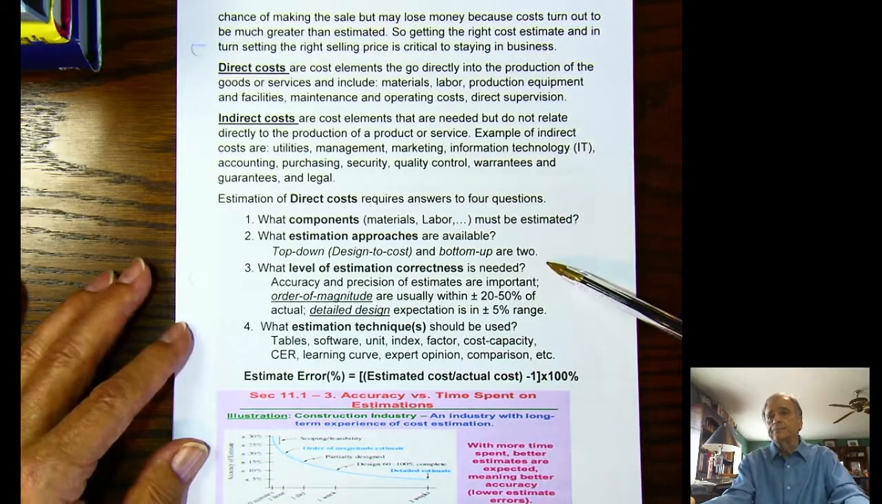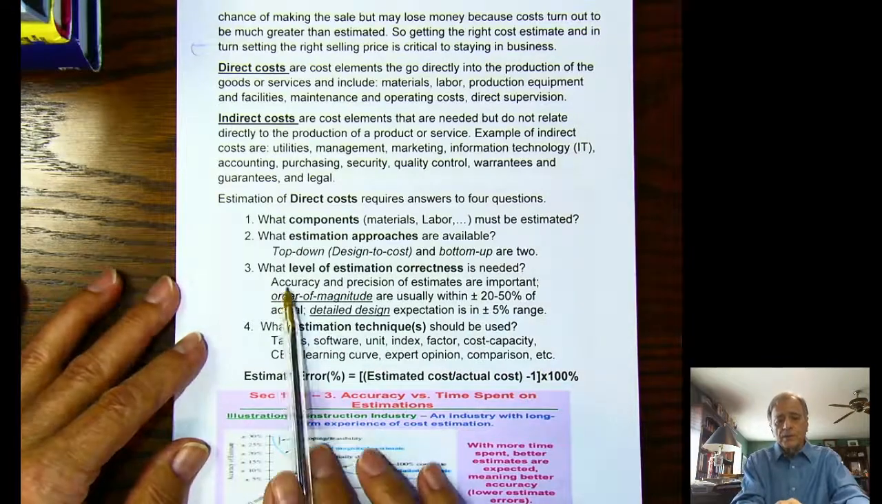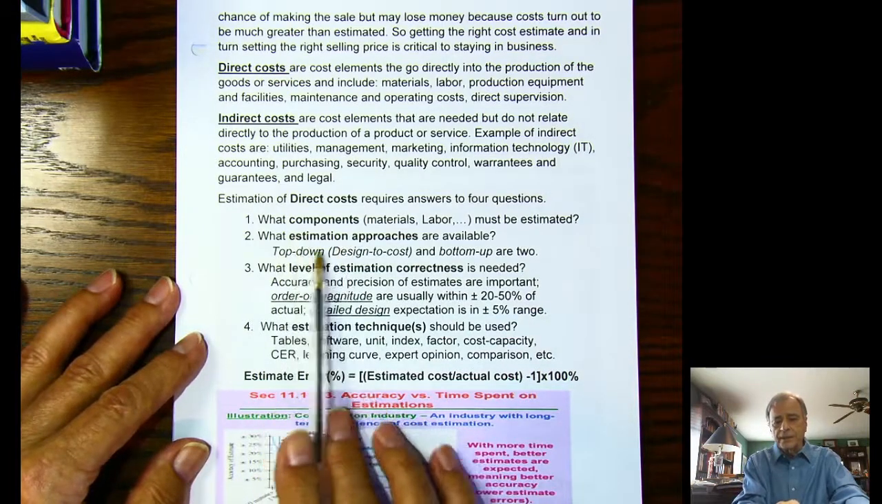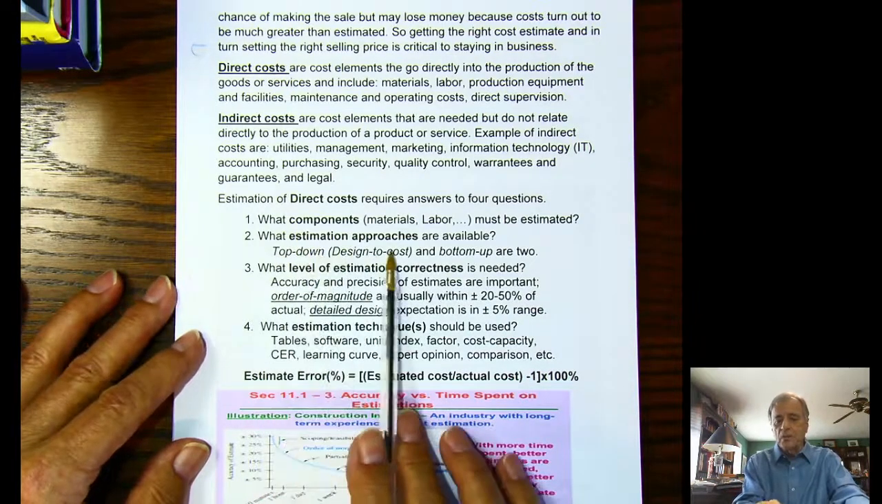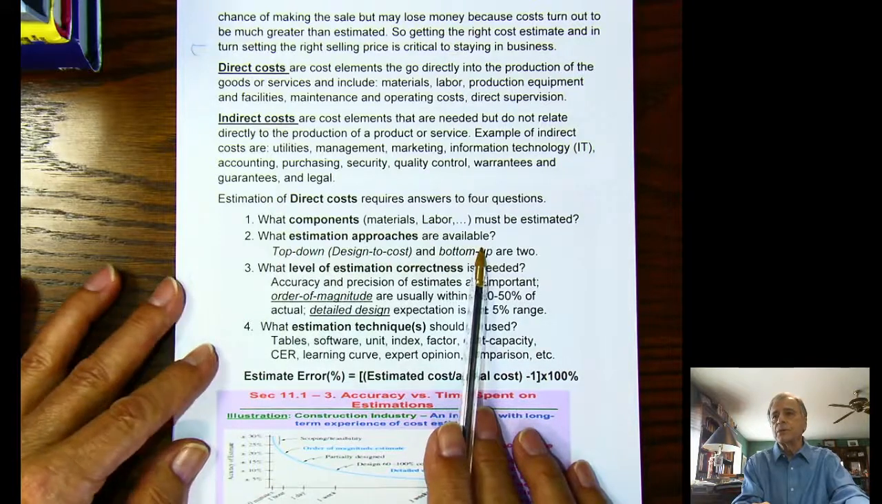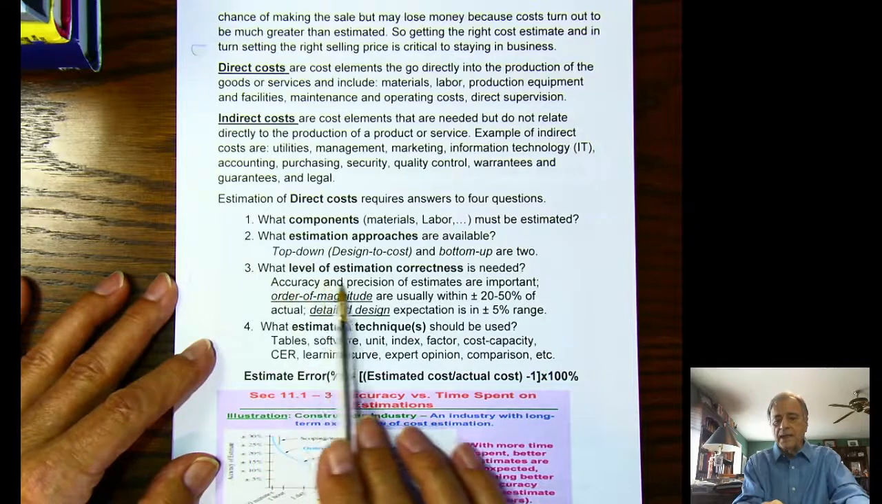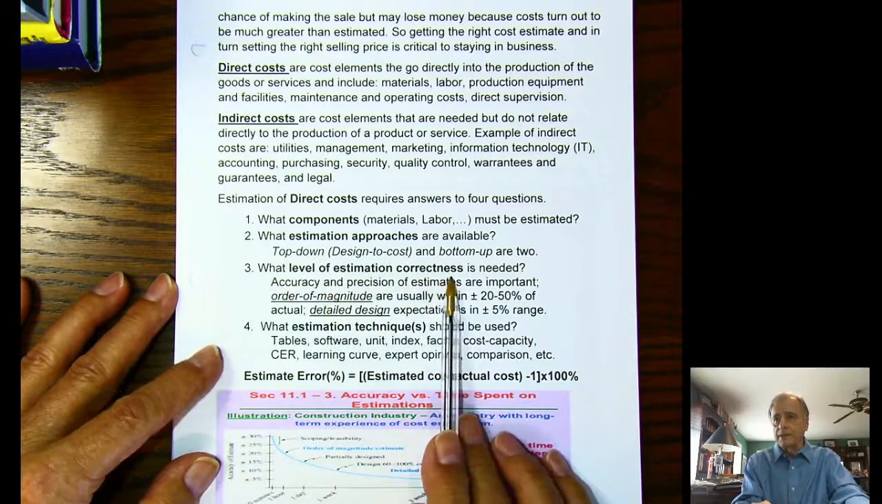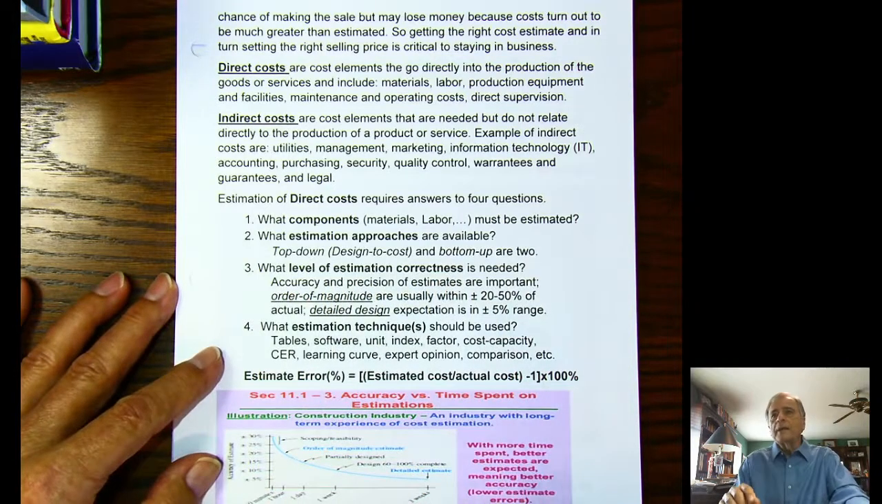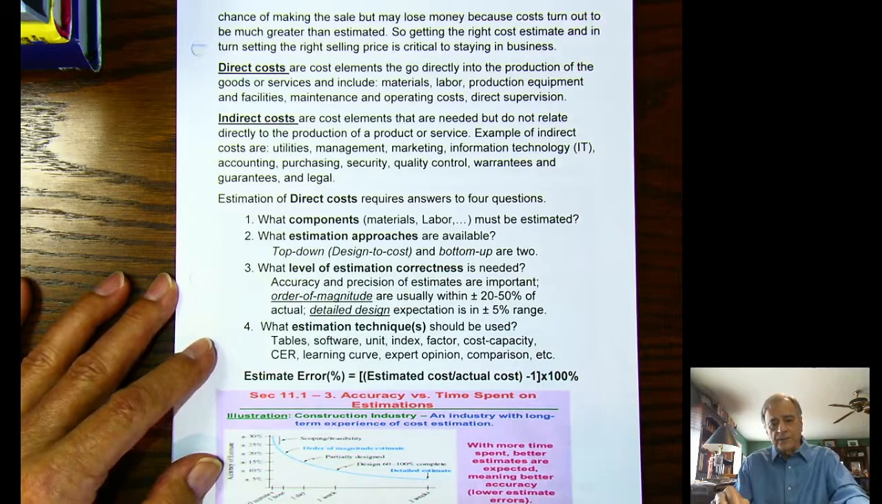And so that's the second question, so to speak: what approach are we going to use to estimate the cost? The third question is, what is the level of estimation correctness? And that is kind of put into this figure.